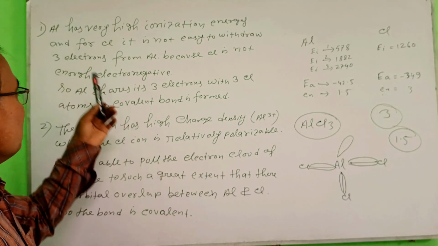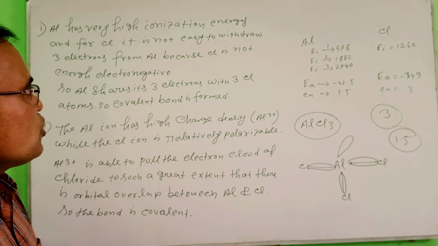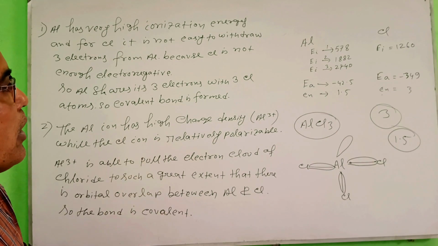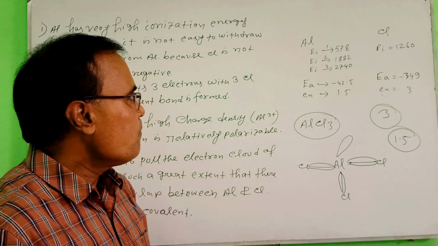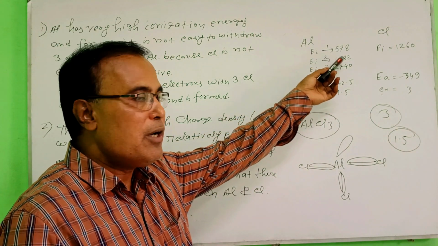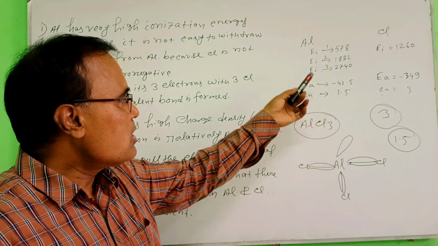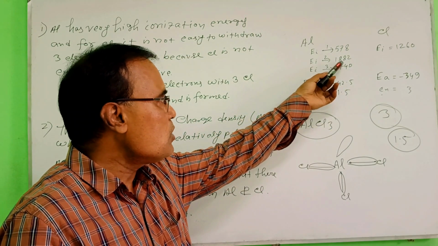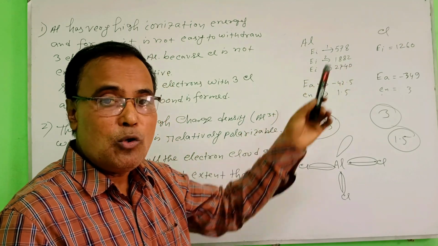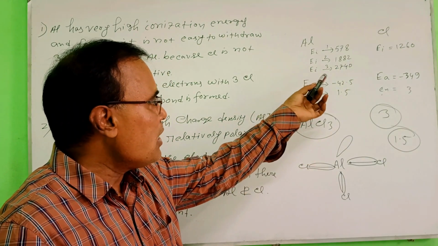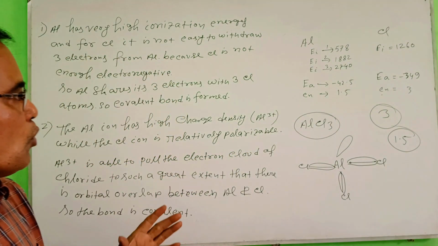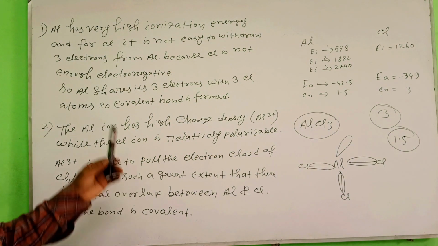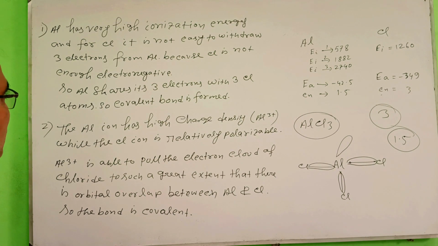Secondly, aluminium has very high ionization energy. Now you can calculate the ionization energy of aluminium. First ionization energy is 578 kilojoule per mole. Second ionization energy is 1882 kilojoule per mole. And third ionization energy is 2740 kilojoule per mole. So the total ionization energy of aluminium is very high.